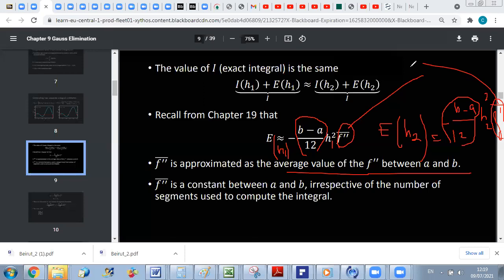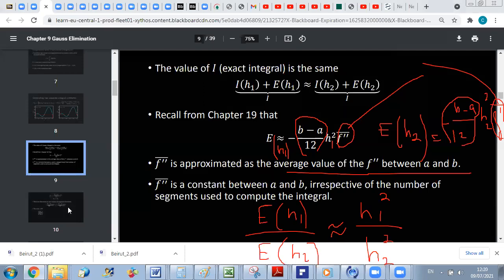Why? Because now, if I just look at my expressions, I can see that if I do the ratio of the error computed when I use a step of H1 over the error when I have a step of H2, it will be approximately equal to H1 squared over H2 squared. So I was able to find the approximate relation between my errors, as a function of the steps I used, H1 and H2.